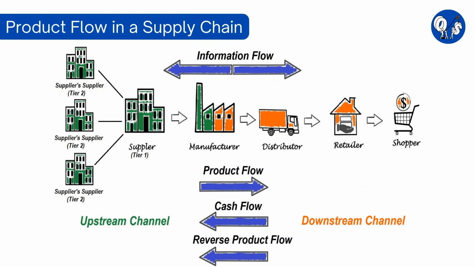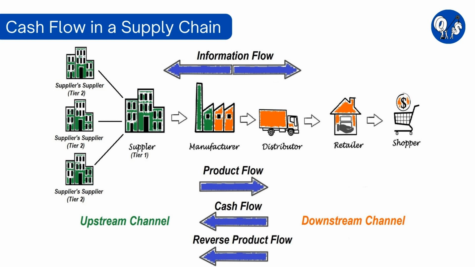Product flow is quite a simple concept. If you are a manufacturer or service provider, and you have produced a product or service, then obviously it will go downstream for sales purposes through various intermediaries like distributors or wholesalers, etc. Cash flow happens from downstream to upstream.